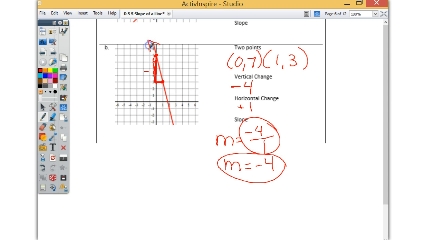Is this a negative line? If this is 0 on my number line, does it point to the negative end? It does. So we have to have a negative answer then. My slope is negative.